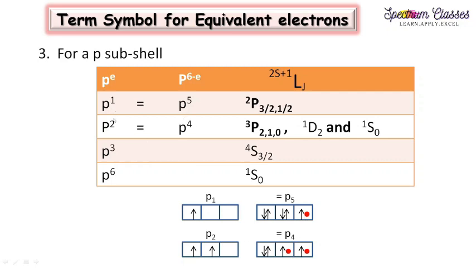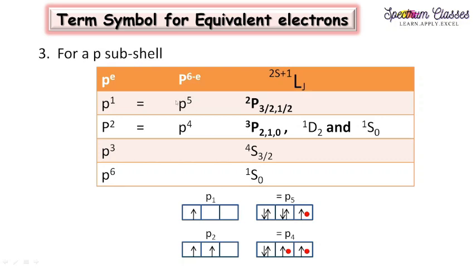And now coming to the P3. P3 is half filled, P6 is full filled. So you just guess for P6. P6 is 1S0. I also discussed an example of P6, that is neon. Now coming to the P3. P3 is half-filled nitrogen. So for nitrogen we are having 3 electrons. What is the trick? N plus 1. So 3 plus 1, 4. S and 3 by 2. Right? 4S3/2. This is the term symbol.